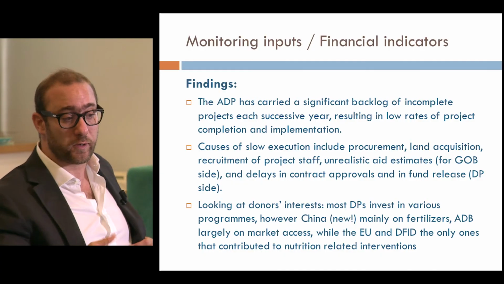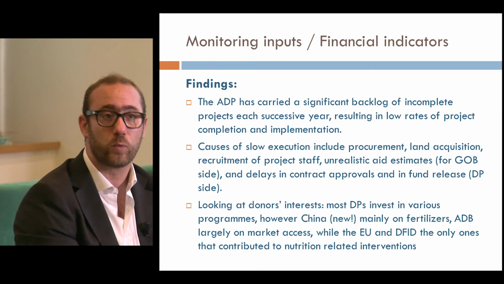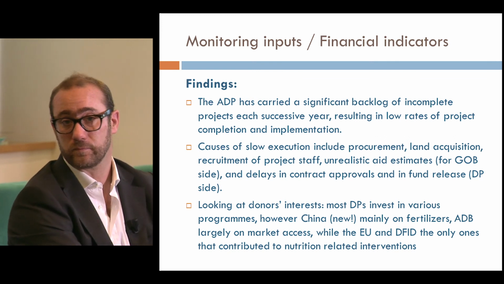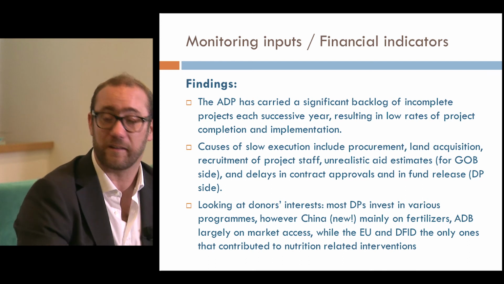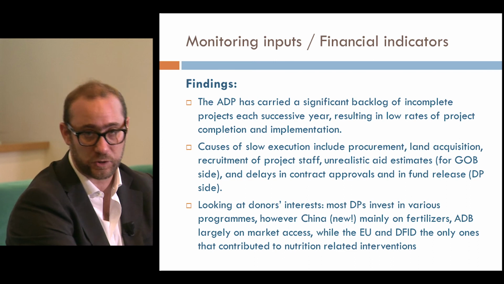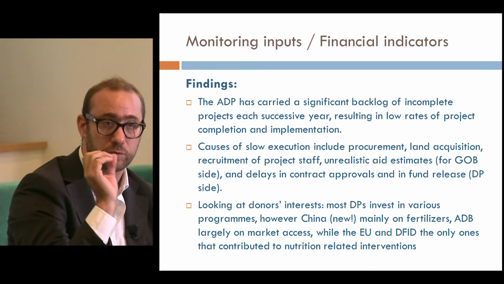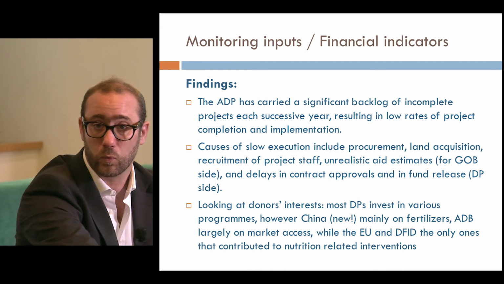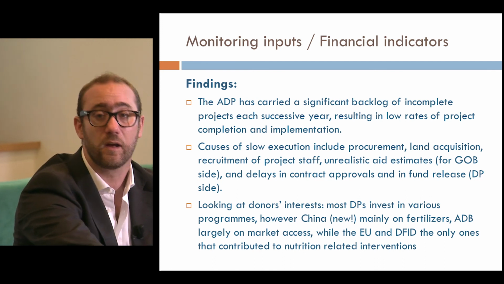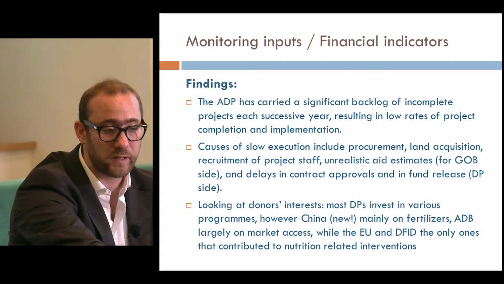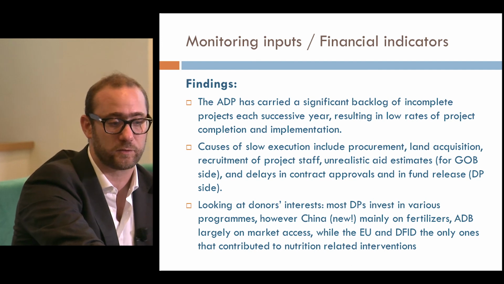Also, in terms of the donors, it's possible to identify where the donors are investing, in which areas. You may realize that there are new donors coming into the picture, like China in this case, that is focusing mainly on fertilizers, while you can also identify who is investing in the areas that are lagging behind. For instance, nutrition, which is underfunded, is covered mainly by the European Union and DFID. So you can flag to other donors that they need to invest as well.